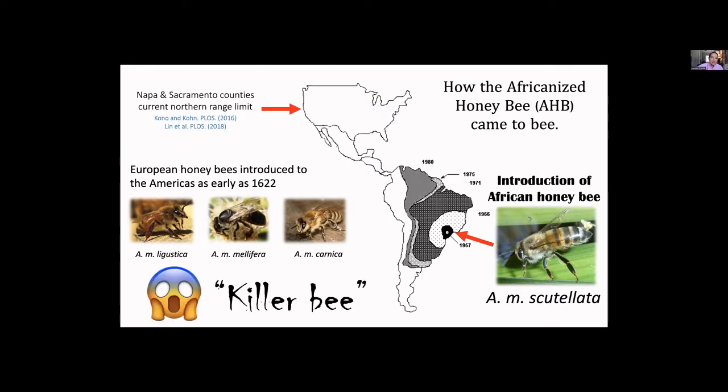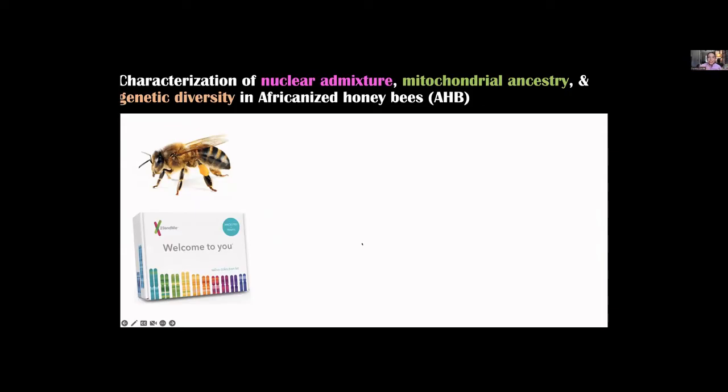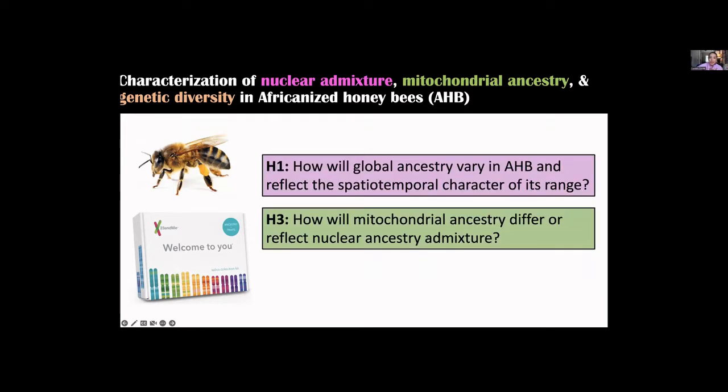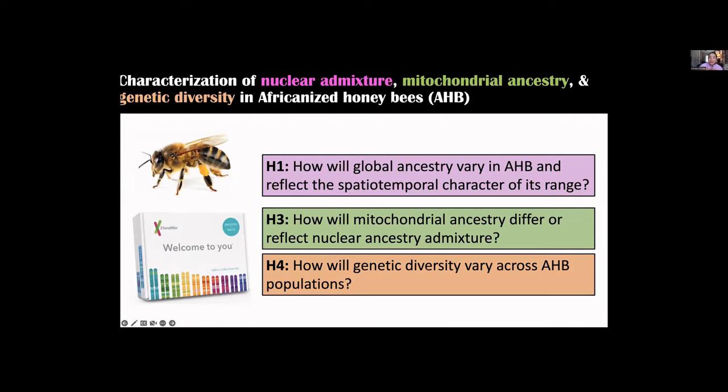And this bee has been characterized as super defensive. It's been given the name killer bee by the popular media because it's so defensive. And so I was particularly interested in studying nuclear admixture and mitochondrial ancestry, as well as genetic diversity in Africanized honeybees across its range. And there had been work done in southwestern United States and in Brazil, and to some extent in Mexico, but whole genome work there only had been a few studies that had done that.